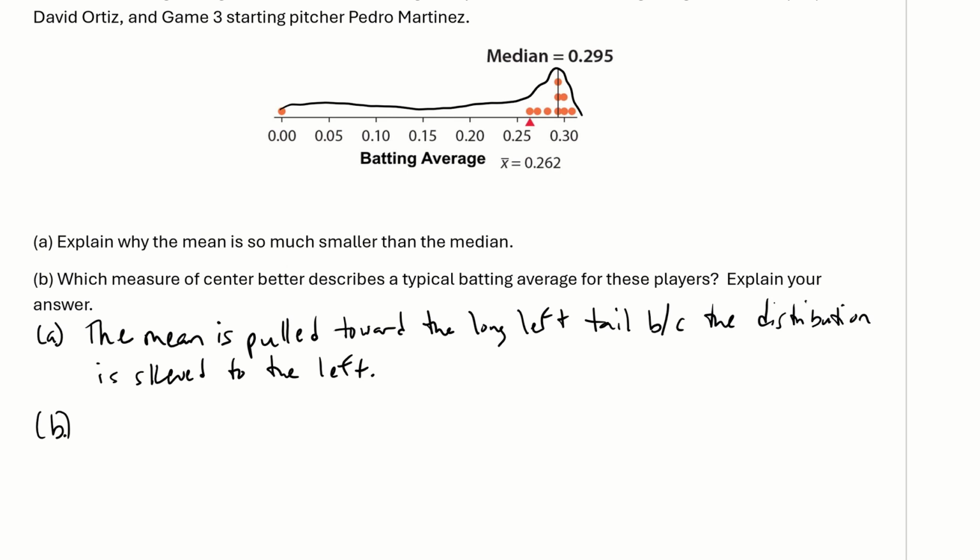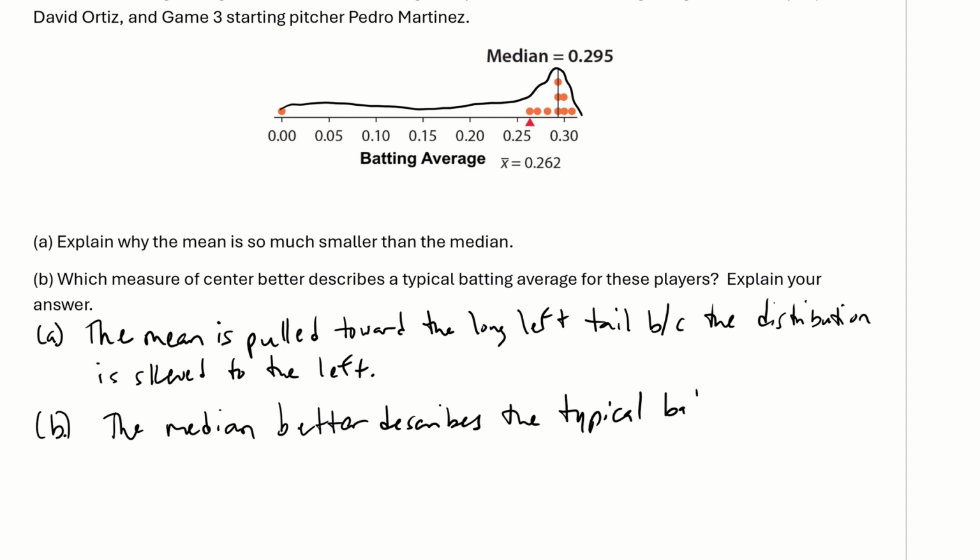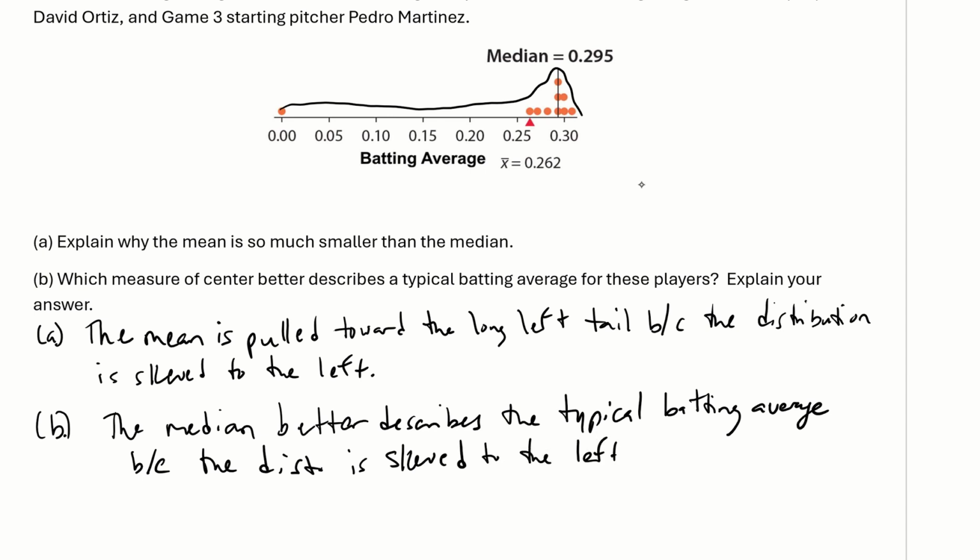Which measure of center better describes a typical batting average for these players? Because it's skewed and you have an outlier, you want to make sure you use the median, okay? So the median better describes the typical batting average because the distribution is skewed to the left with an outlier.